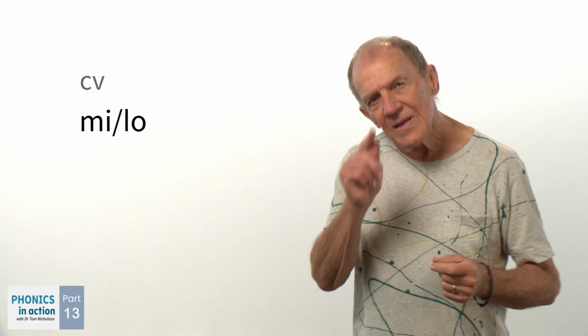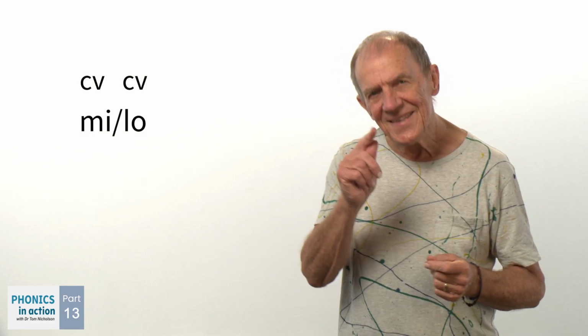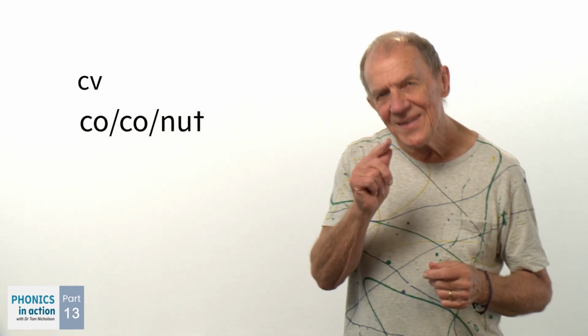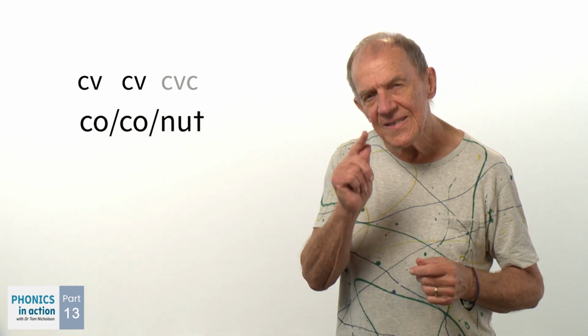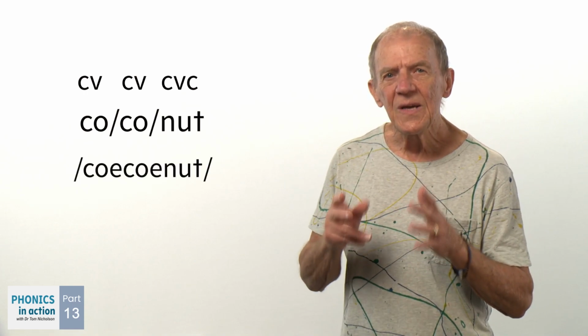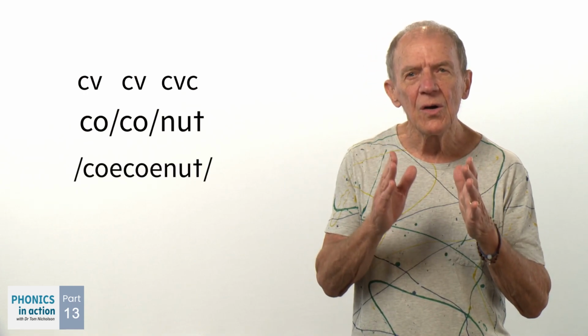Here is another example. Milo. Both syllables are open. CV, CV. It's the same with coconut. CV, CV, CVC. The first 2 syllables are open. We have to say nut. So what do we say for this word?